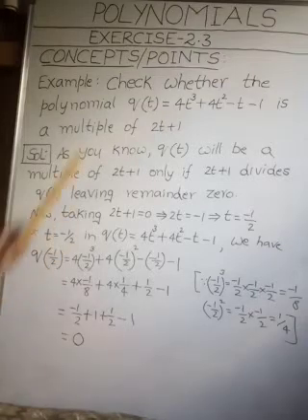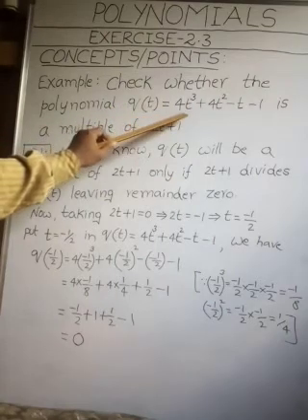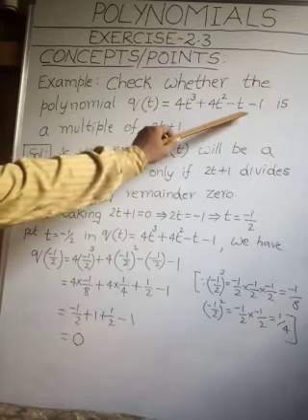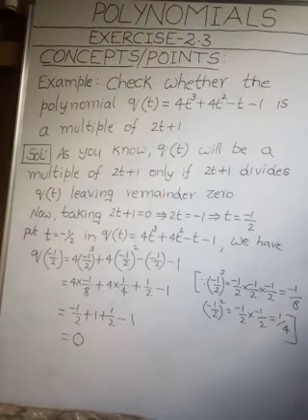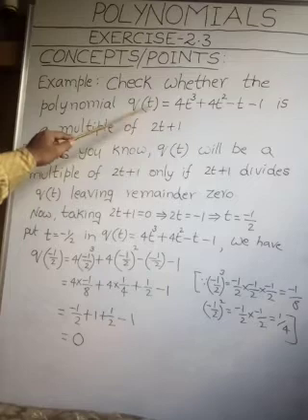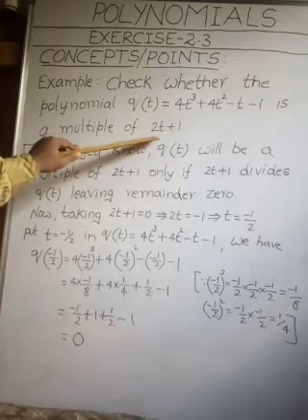See here: check whether the polynomial q of t is equal to 4t cube plus 4t square minus t minus 1 is a multiple of 2t plus 1. Here in this question they did not use the word remainder or the remainder theorem, but this question is based on the remainder theorem. Okay, my dear children, understood the question? We have to check whether this polynomial is a multiple of the other polynomial or not.